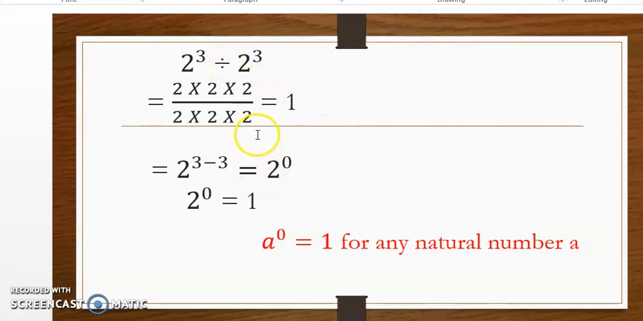So what can we conclude? Things which are equal to same things are equal to one another. So here both of these are equal to 2 to the power 3 divided by 2 to the power 3. So 2 to the power 0 is equal to 1. In fact, you can take any other number. I have just simply taken here 2 and 3. You can take any other combination of natural numbers and try verifying this. And what we find is a to the power 0 will be equal to 1 for any natural number a. In fact, for any number a to the power 0 will be 1.